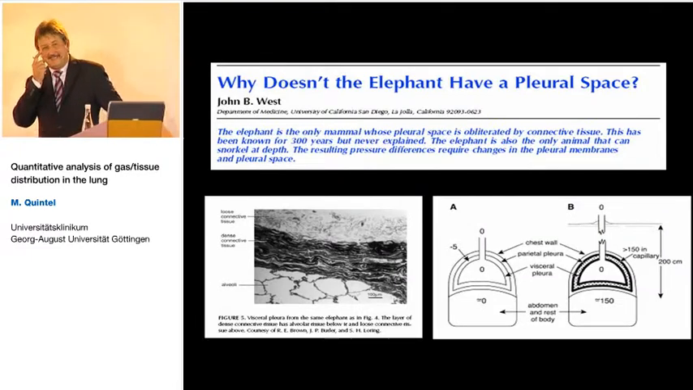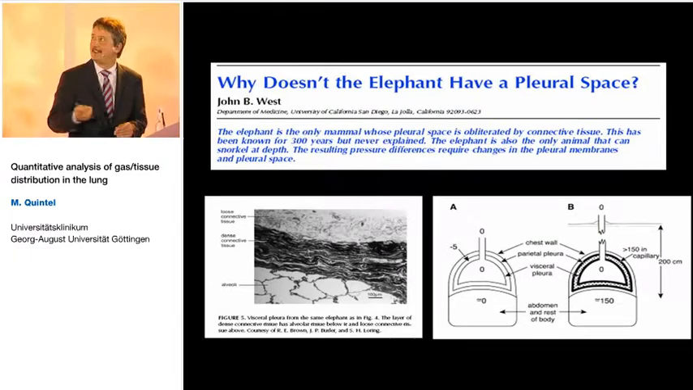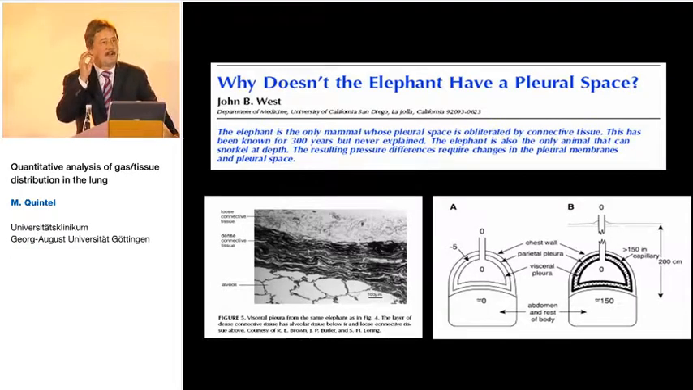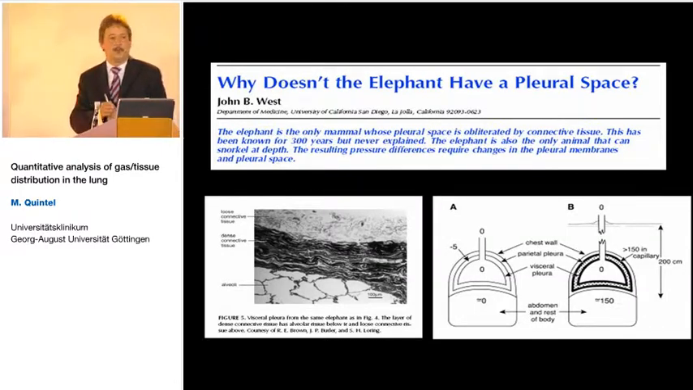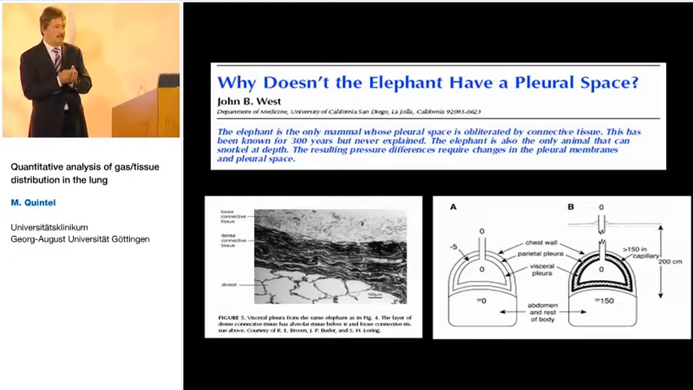So why is this in this presentation? Why doesn't the elephant have a pleural space? Well, it's just to make you aware that there are species differences. And if we talk about numbers, and if we look at results from different studies, be aware all the time that it's simply a model. We try to do something in a model, and it's totally different from what we might observe in human beings.